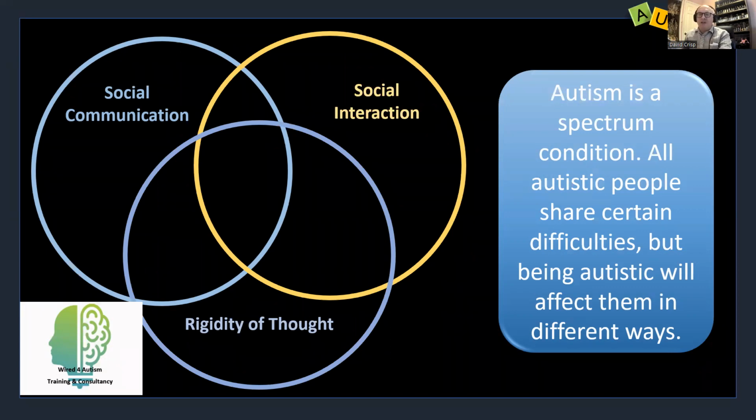We have a different operating system. It's kind of like I'm using a Microsoft computer at the moment, and that wouldn't work if you were to put Apple software in it, and vice versa. So it doesn't necessarily mean we're deficient in any way, shape, or form. We're just different. We're just wired differently. So we process information and process social relationships, etc., in a different way to neurotypical individuals. For all those three conditions, social interaction, social communication, and rigidity of thought, all of those differences have to be present in order to get a diagnosis of autism.